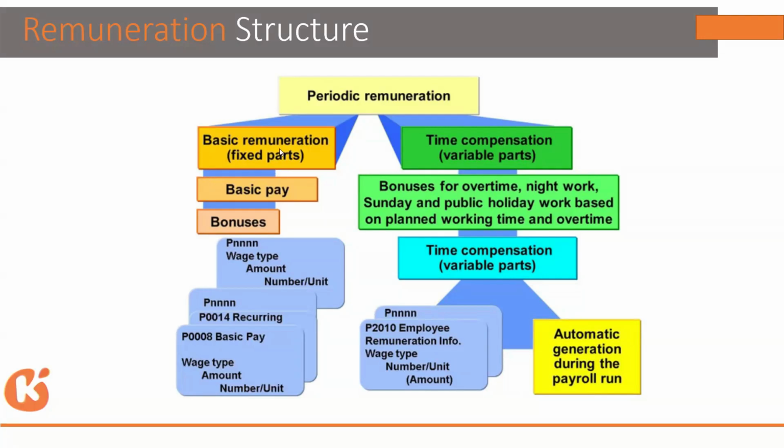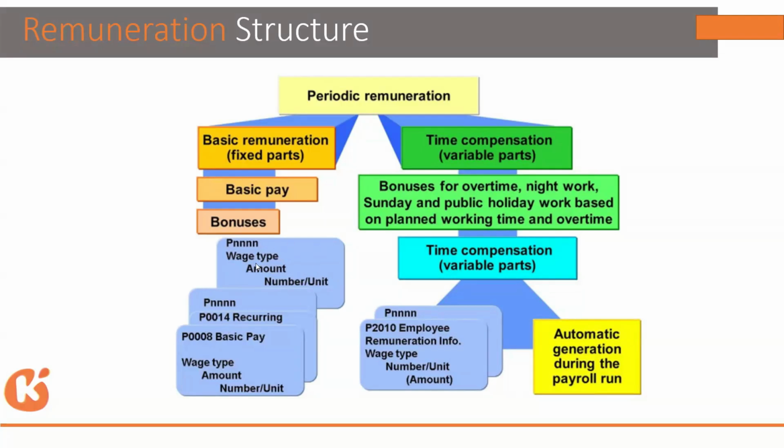Here you can see there is a fixed basic remuneration coming. You have a basic salary, then you also have a bonus. Each of these is denoted with a wage type. A wage type is nothing but a salary component, and a salary component is denoted by amount or by number or unit. When you have a number or unit, it automatically gets multiplied with your rate, and then it gives you the amount. That is how all these calculations happen.